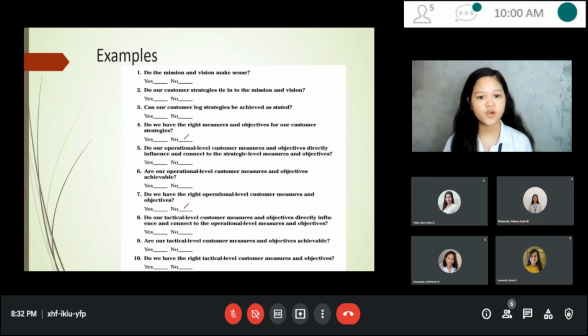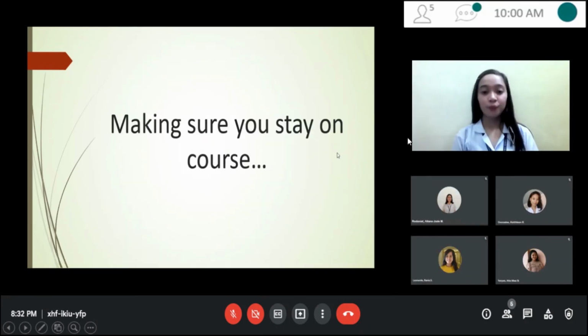So therefore, with the help of the checklist, you would find out if you failed or succeeded with the goals and objectives laid out in your customer scorecard. It will help you figure out the direction you should take and make sure that you stay on course. Making sure you stay on course.